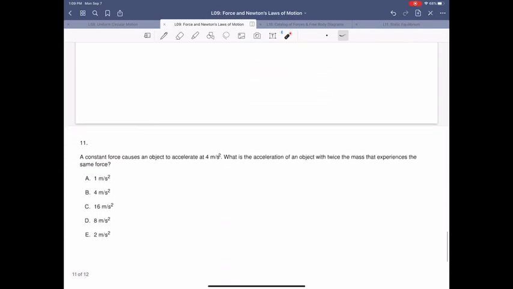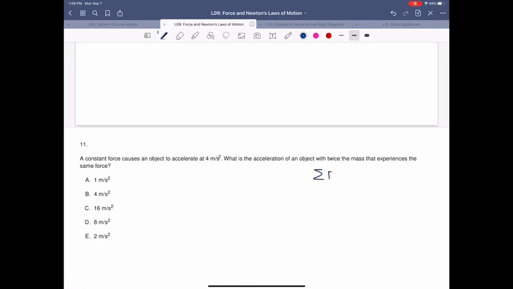So again, a direct application of Newton's second law, just a conceptual question. Net force is mass times the acceleration. A constant force causes an object to accelerate at 4 meters per second squared. The question is, what is the acceleration of an object with twice the mass that experiences the same force? Okay. Well, let's write it.